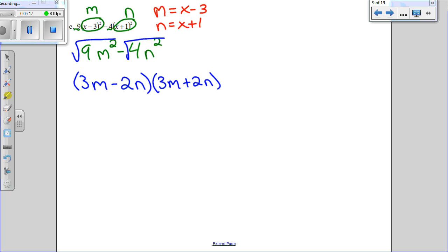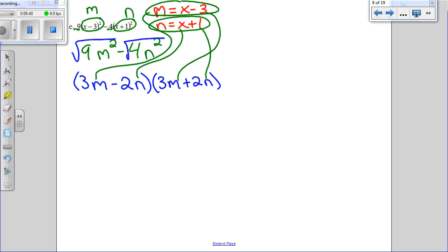Now my answer right now is in terms of m's and n's. My question was in terms of x's. So that means I need to substitute these things back into their original spot. And that's going to make a really big, messy equation.